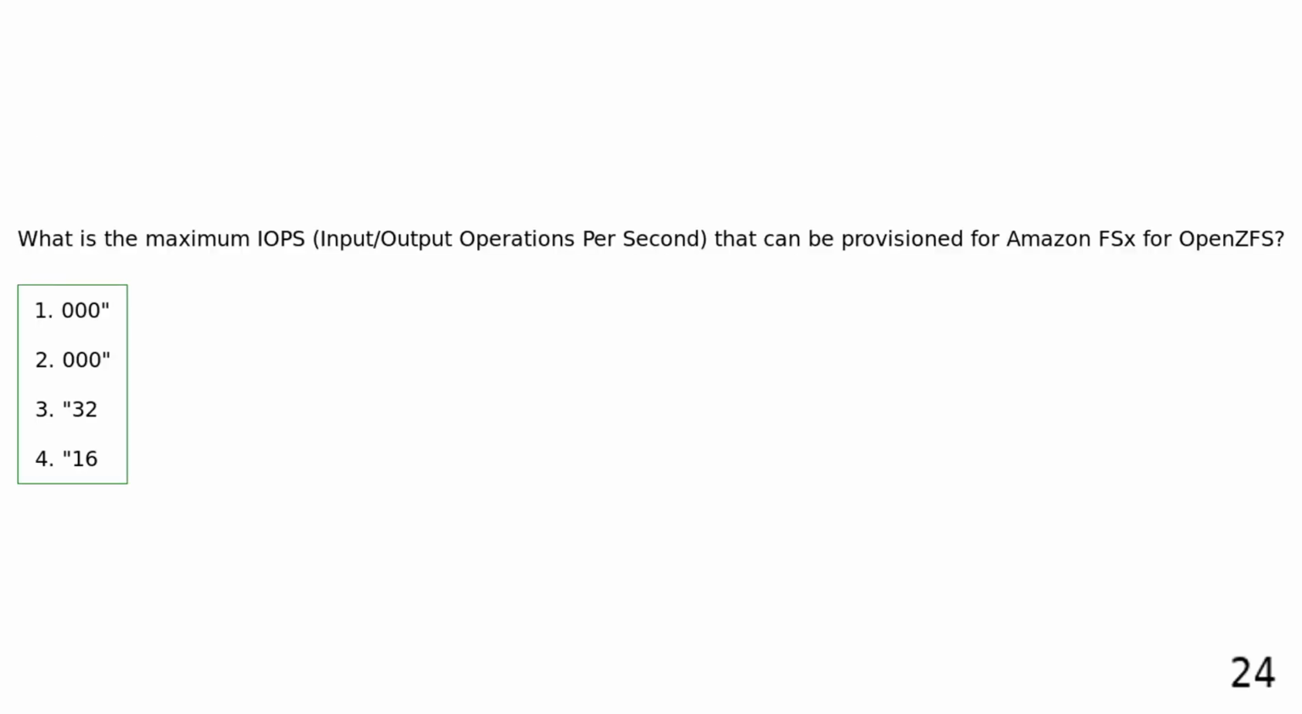What is the maximum IOPS that can be provisioned for Amazon FSx for OpenZFS? 1,000,000. 500,000. 32. 16. 24.